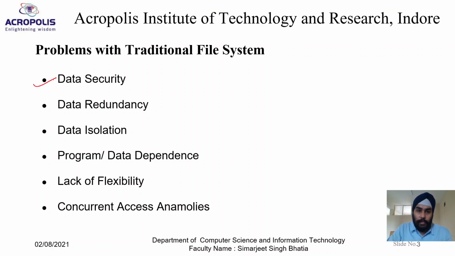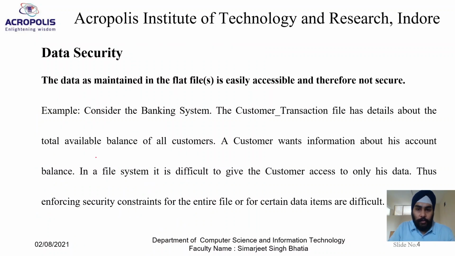Now the first problem is data security, second is data redundancy, then you have data isolation, then program data dependence, lack of flexibility and concurrent access anomalies. So one by one we will see each of these problems. First we will move on to data security.